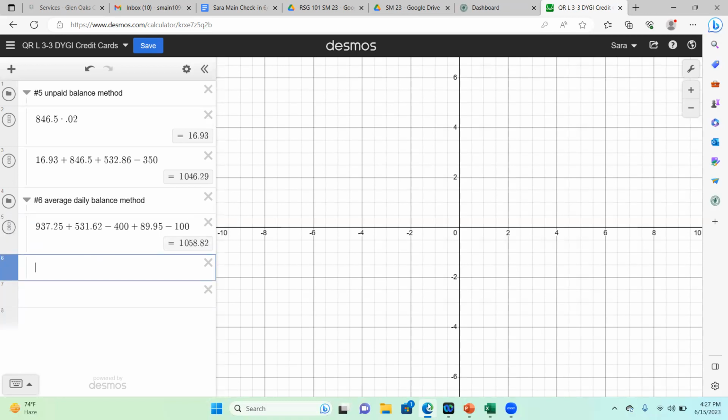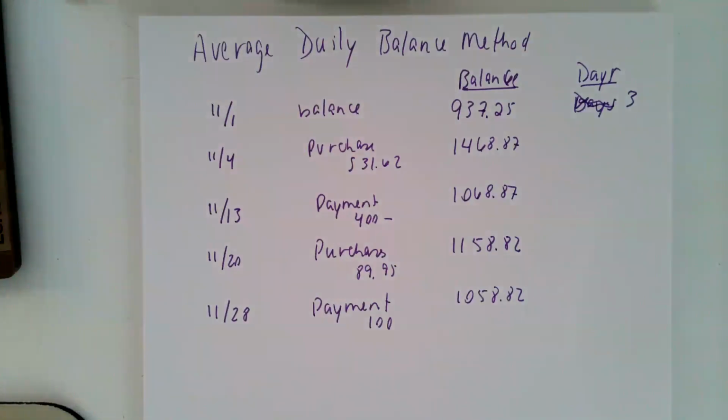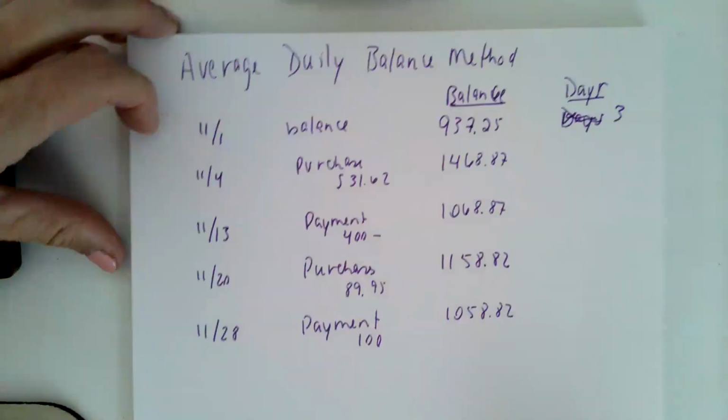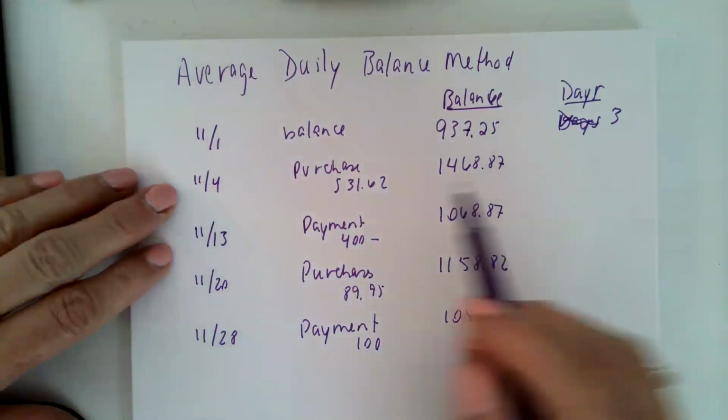Now let's go back to our paper for just a moment so we can organize our thoughts. You can see here that these are the days that something happened, and these were the balances. So for 3 days, my balance was 937.25.